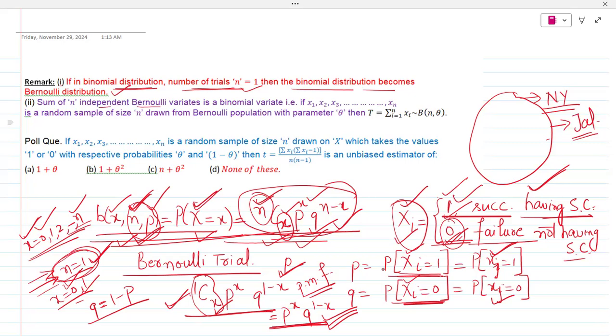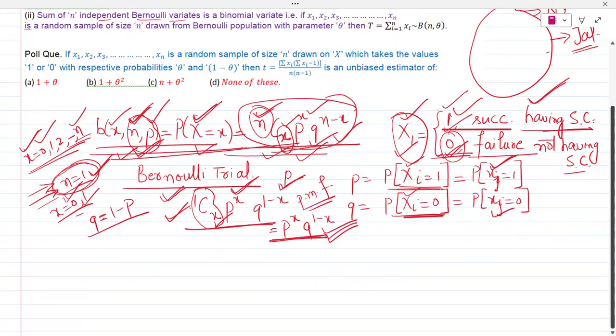Now, sum of independent Bernoulli variates. Variate or variable means if I conduct the Bernoulli trial. So a Bernoulli trial is a single trial. If I conduct a Bernoulli trial n times, it means I conduct it the first time, then one more time, then one more time, total n times. Okay, I am conducting it n times.